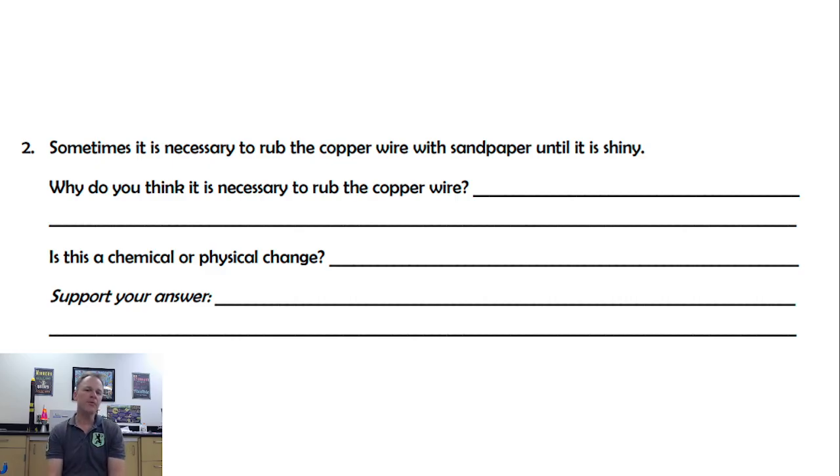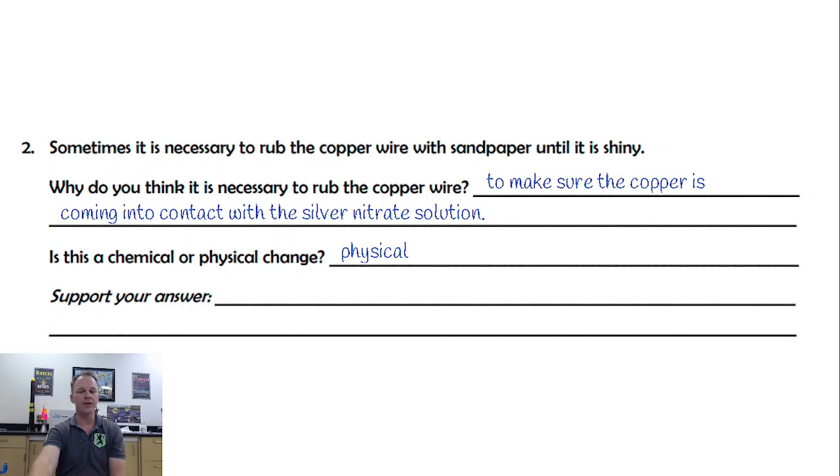When we did the sandpaper, was that a chemical change or a physical change? Again, it's pretty obvious that it's a physical change, but can you explain how you know that it's a physical change? Could you convince someone else that it's a physical change by explaining to them what a physical change is?